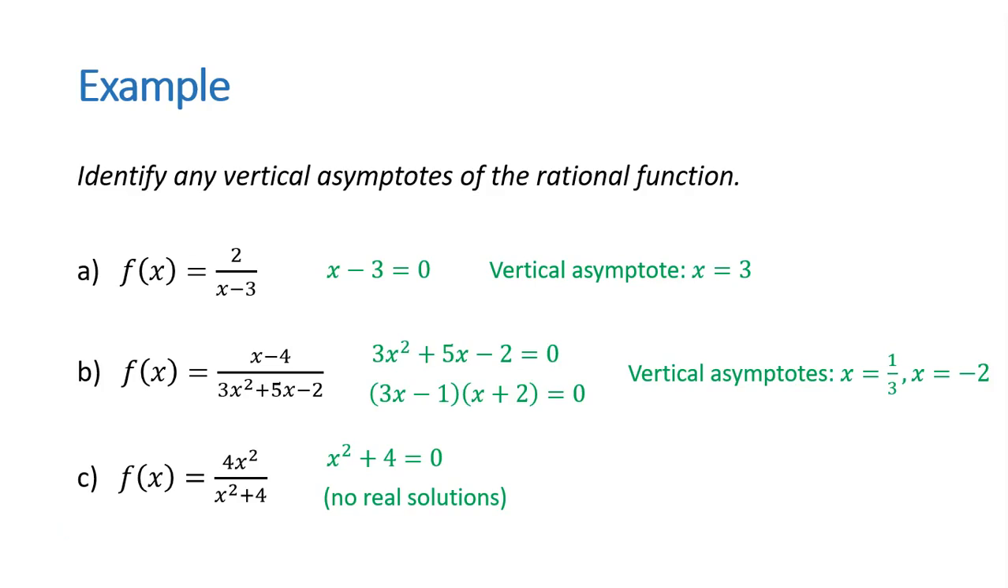Because there are no real solutions to this particular equation, that means there are no vertical asymptotes for this particular graph. So when we graph it, there aren't going to be any vertical boundaries which we can't pass.